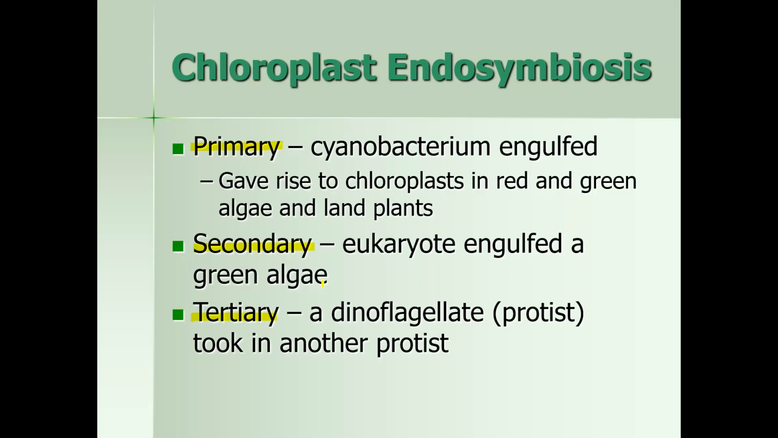Green algae is going to fit either in a plant group or in a protist group. And so literally it's a eukaryote engulfing another eukaryote. And then tertiary would be a dinoflagellate taking in another protist. So once again, we have a eukaryote taking in another eukaryote. So your primaries would be kind of how that origin of chloroplast inside of our cells came about.